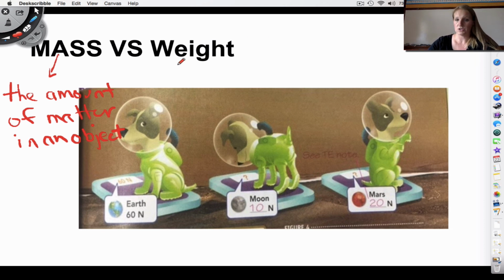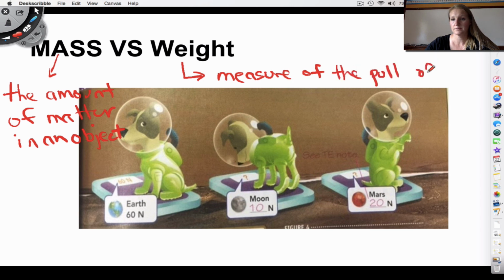Weight is kind of cool. It is the measure of the pull of gravity on an object. It's the measure of the gravitational pull right there.